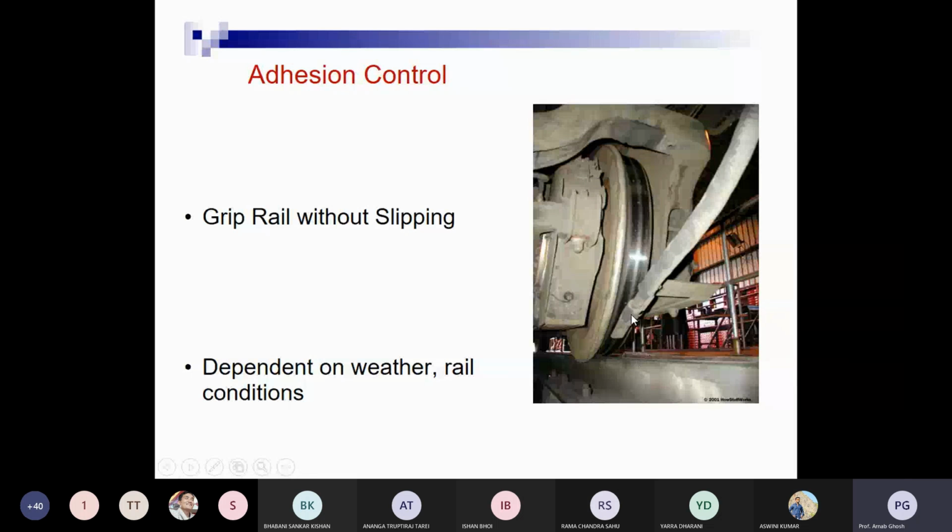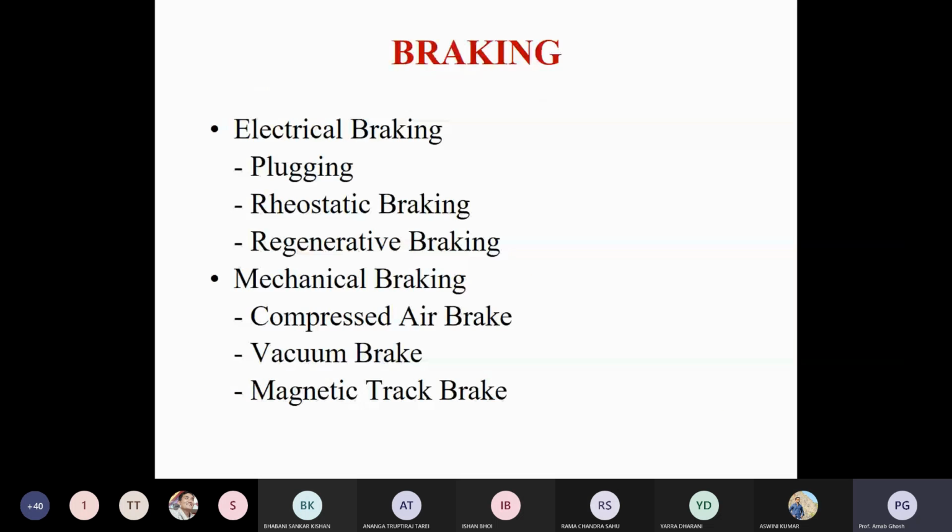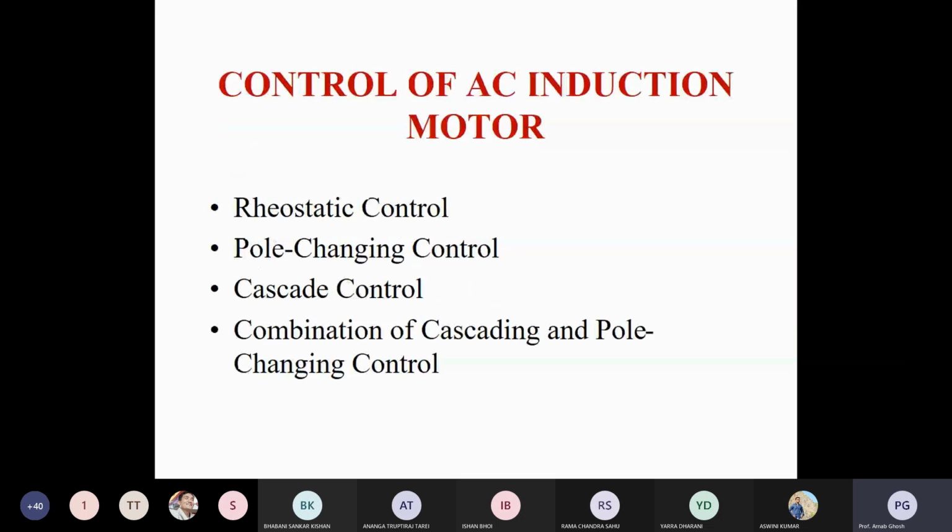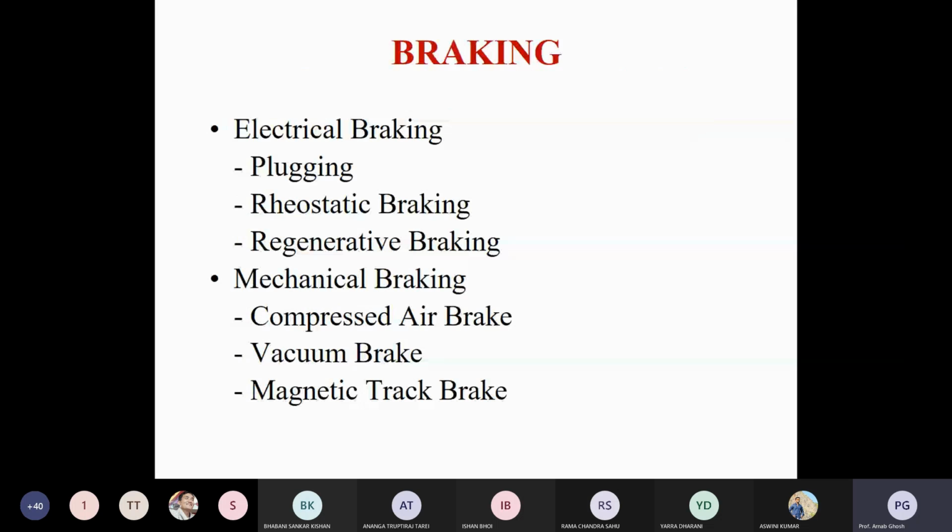So that clamp directly holds the wheel, that is called adhesion control. If it is holding the wheel, automatically the train will stop. So that's why unnecessarily stopping the train is a criminal offense. Huge energy is lost due to the mechanical braking. Then the compressed air brake and magnetic track brake. All are related to each other.